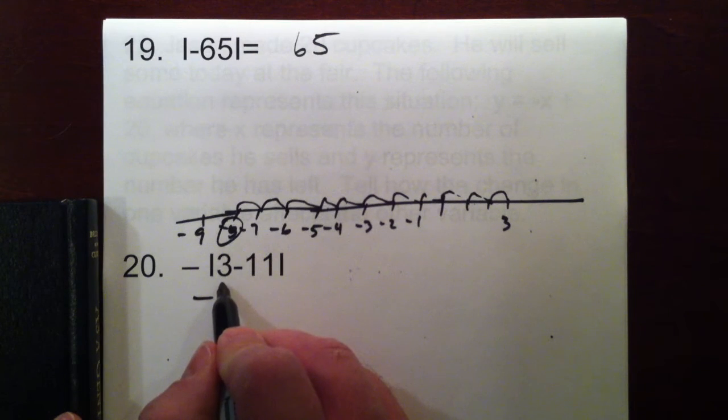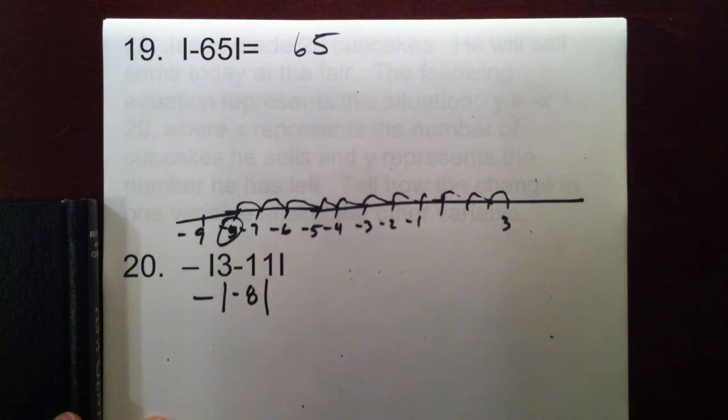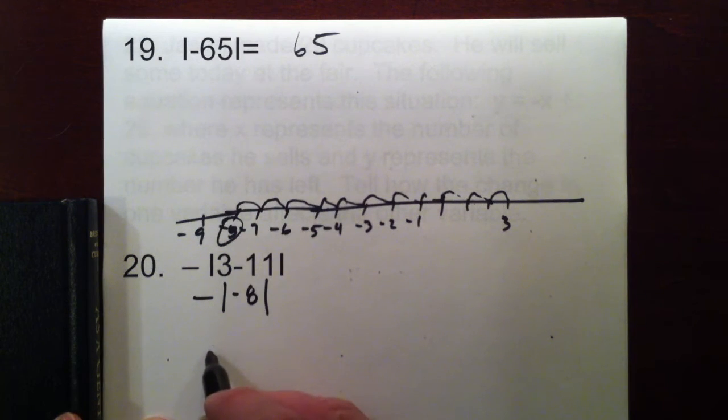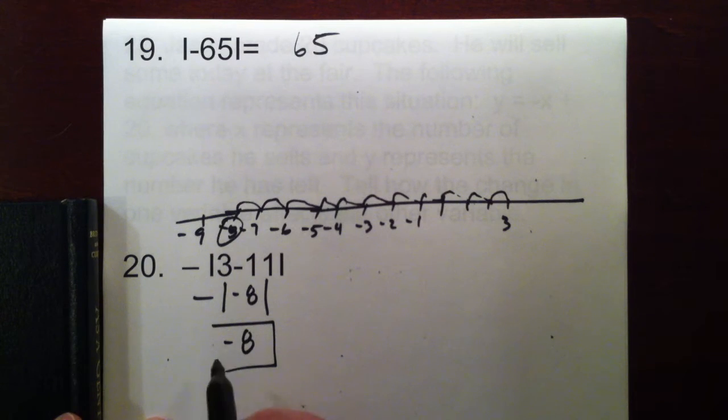expression is going to be the opposite of the absolute value of negative 8. Well, the absolute value of negative 8, as we learned up here, is going to be a positive number, which is going to end up being 8. But we are asking for the opposite of that. Therefore, the answer will be negative 8.